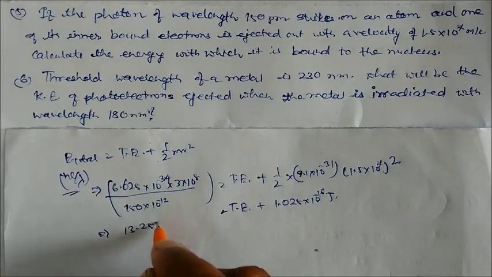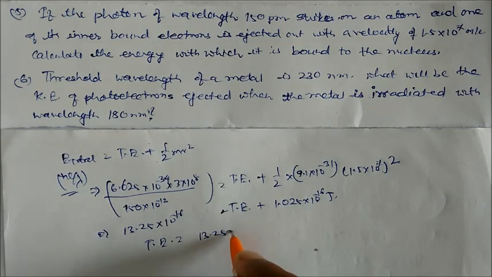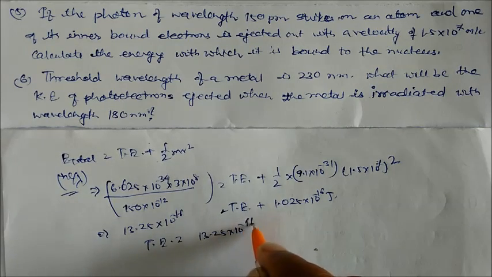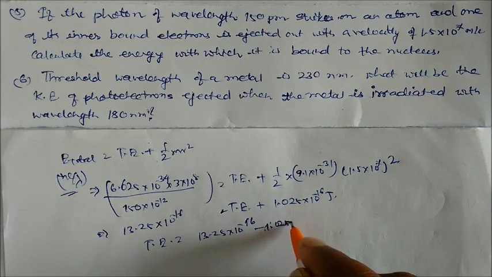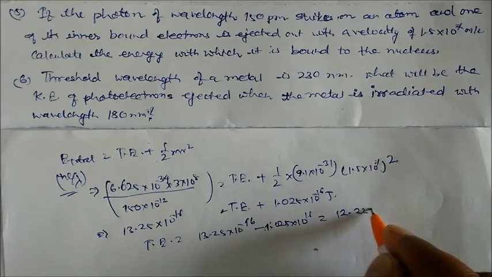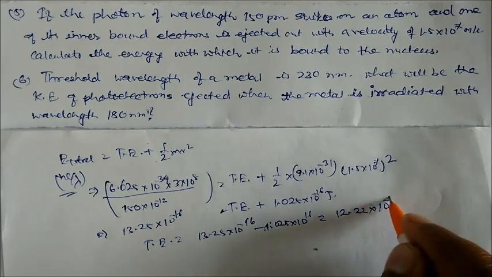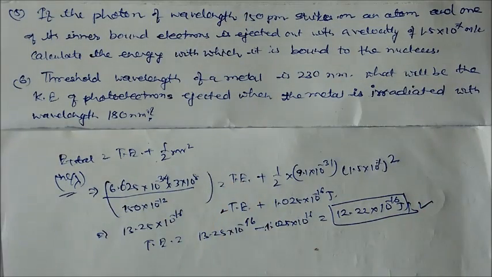13.25 into 10 to the power minus 16. So threshold energy will be equal to 13.25 into 10 to the power minus 16, and this will be your minus 1.025 into 10 to the power minus 16. So total will be 12.22 into 10 to the power minus 16 joule. So this is basically our answer of this question.